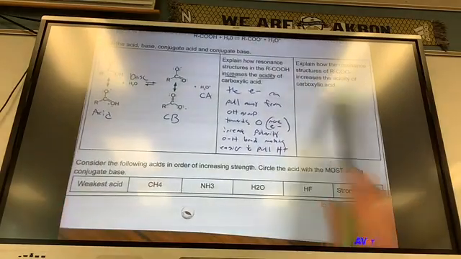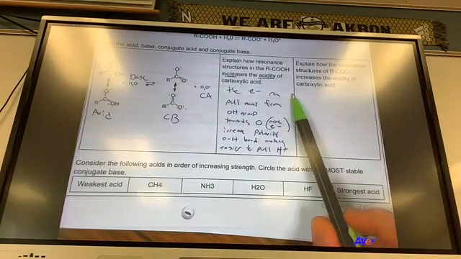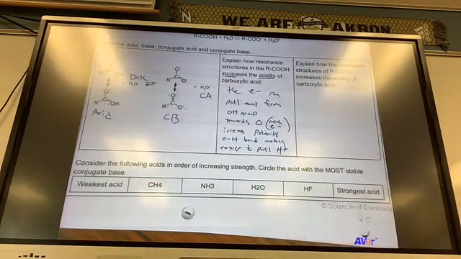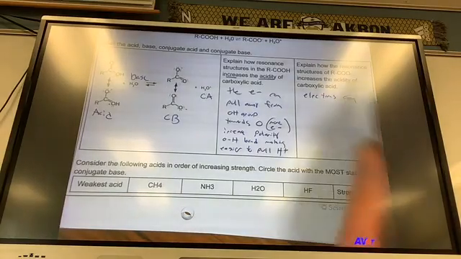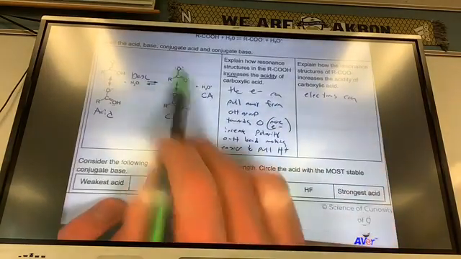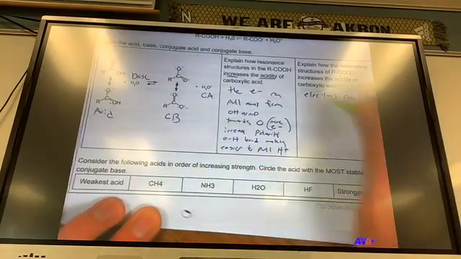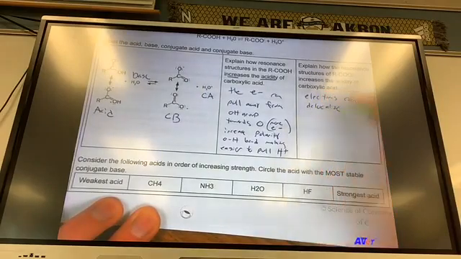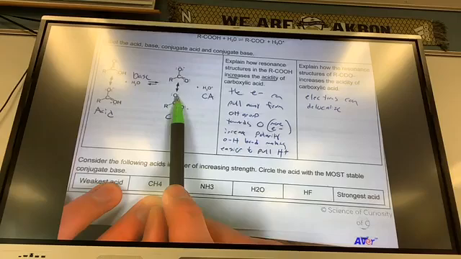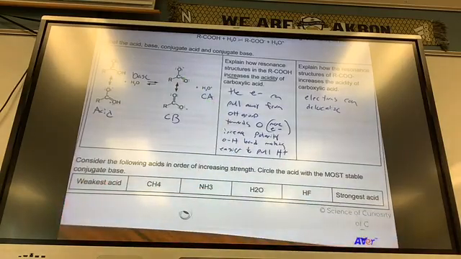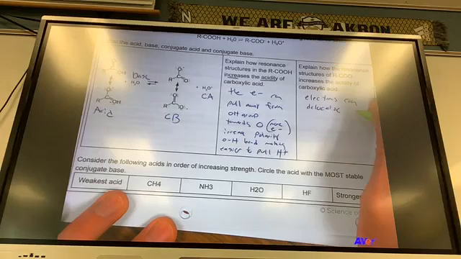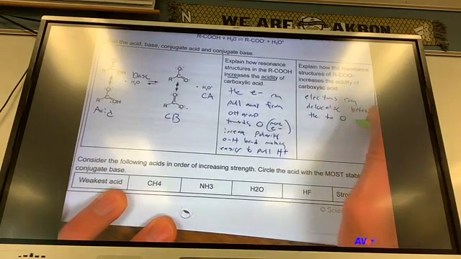Explain how the resonance structures of the RCOO- increase the acidity of the carboxylic acid. So the RCOO-, right? What can the electrons do for this? There are 2 oxygen atoms. What can the electrons do between these? They can delocalize, right? Because in these resonance structures, this one has 2, this one has 3. In this resonance structure, this one has 3, this one has 2. If they're delocalized, electrons can delocalize between the two oxygen atoms. What's it going to do to the stability?